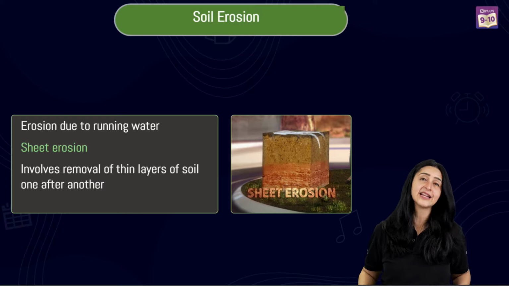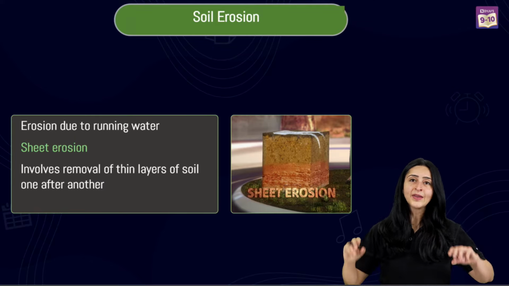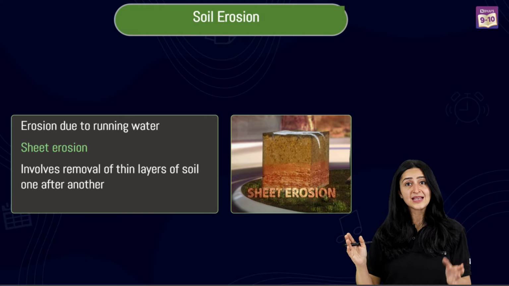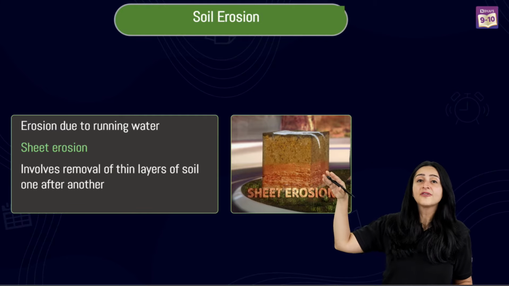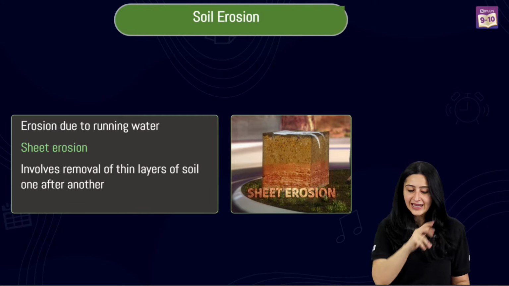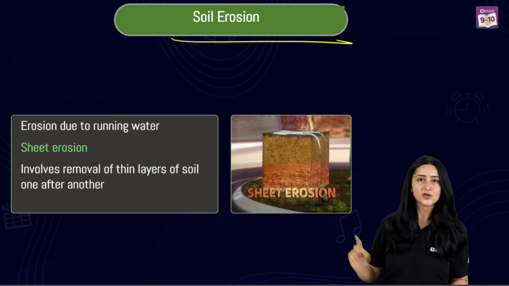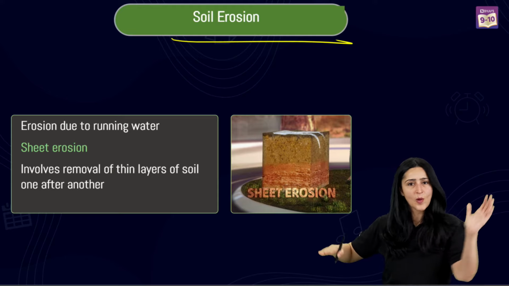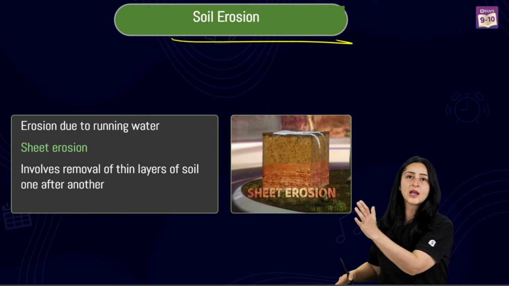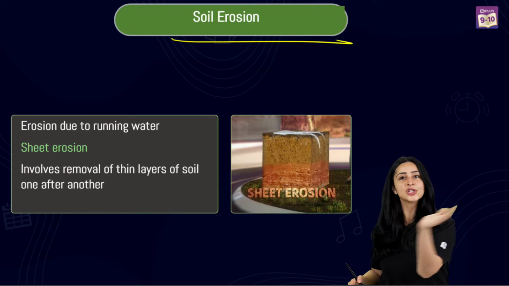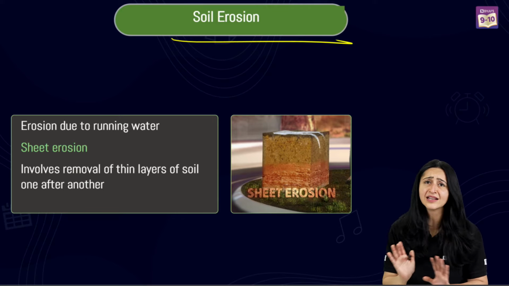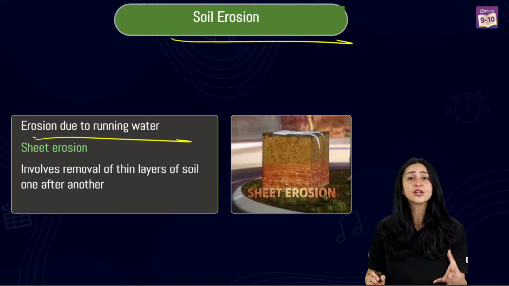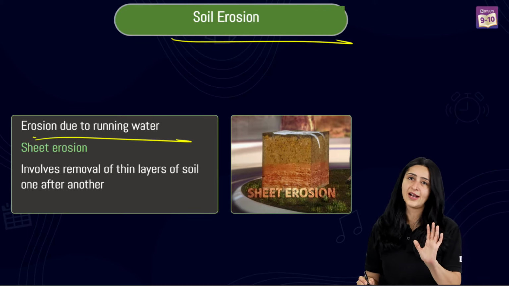Let's understand sheet erosion. Now, try and visualize this, okay? Sheet erosion is basically the removal of the soil layer by layer in sheets. So you see the image over here, it's getting removed in sheets, right? So one layer goes, then again you have running water that comes in and another layer goes. So sheet by sheet it's being removed, and this is very simply what sheet erosion is. Sheet erosion is caused because of running water.